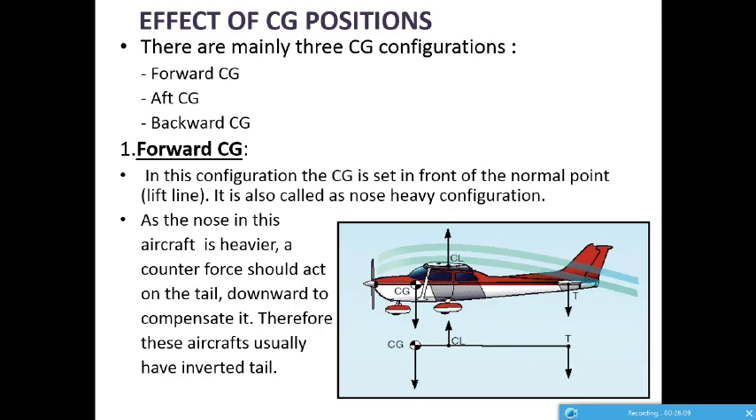This can be used in trainer kind of aircraft, which is not usually meant for taking passengers. And usually the aircraft with forward CG is a low speed model or a low flying model, which doesn't have much cruise speed. Usually these kinds of aircraft have some problems, such as low stall speeds.